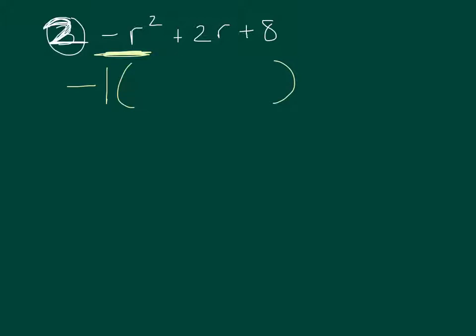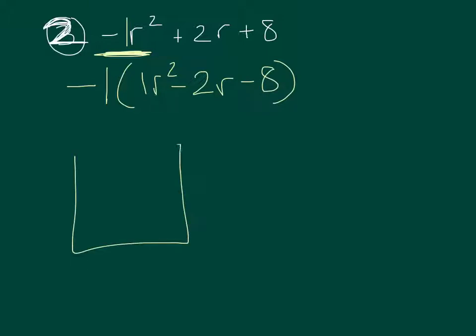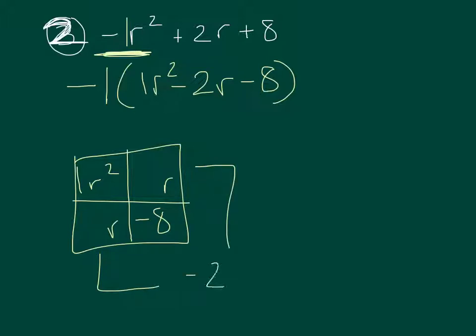So when I do that, this is really a 1 right here. Negative 1 divided by negative 1 is 1r to the second. Positive 2 divided by negative 1 is negative 2r. And positive 8 divided by negative 1 is negative 8. Make your box. So we have 1r to the second, our negative 8, r, r. These two boxes have to add up to negative 2r.